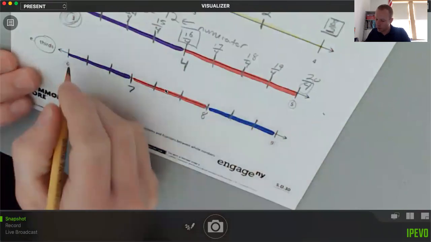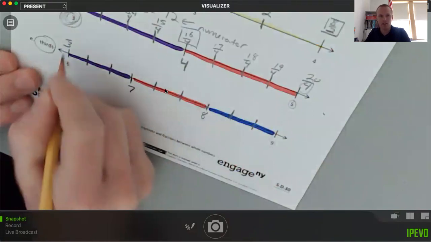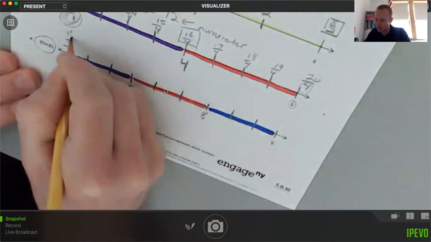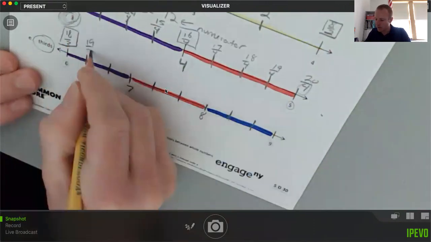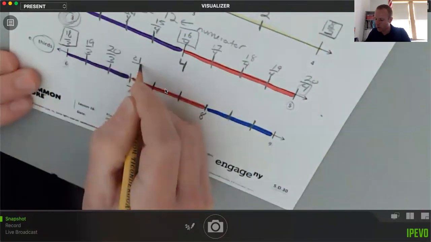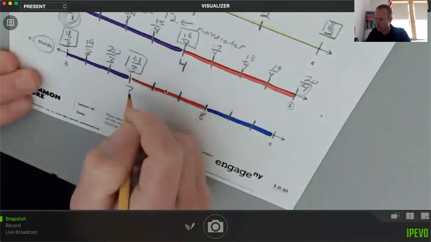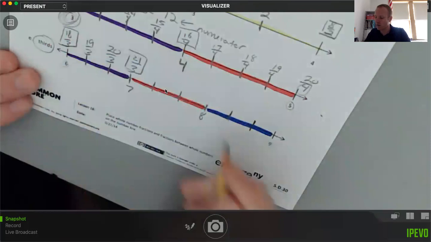We know we're working with thirds. So I can find the numerator by multiplying my whole number times my denominator. 6 times 3 is 18. So 18 thirds, 19 thirds, 20 thirds, 21 thirds. That's another whole number. I'm right above the 7. So 7 times 3, is that 21? Yes, it is. We've done it correctly.